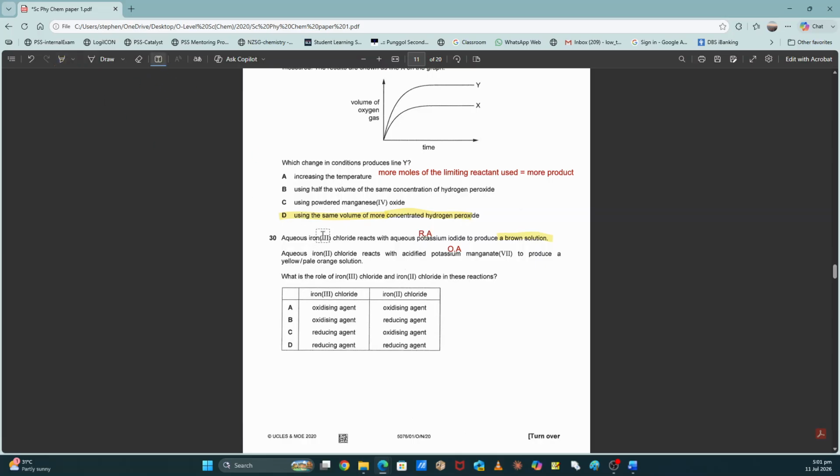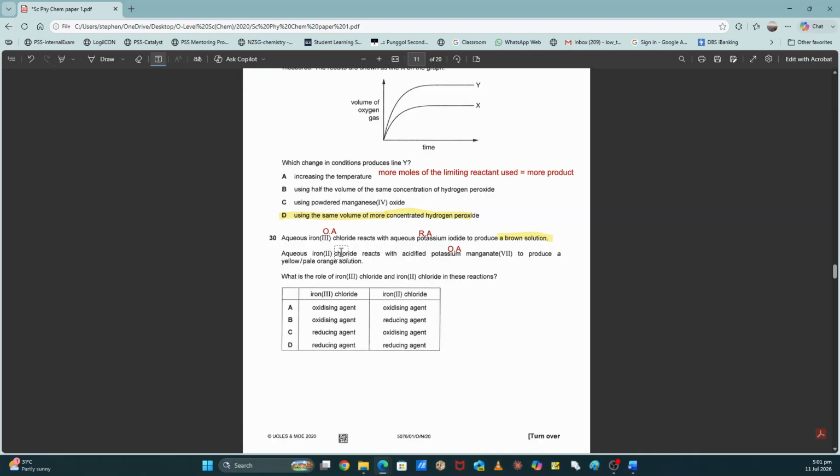Then you may ask me, what happens if there is no brown solution formed? If there is no brown solution formed, that means there's no reaction. That means this is not OA. Okay, it can be RA or it can simply be neither.